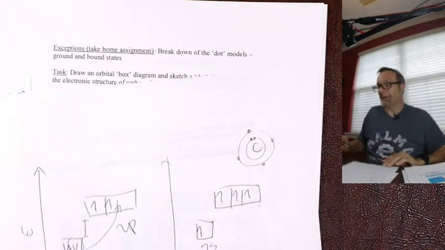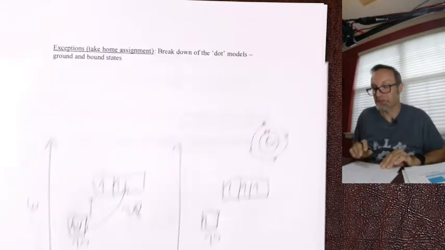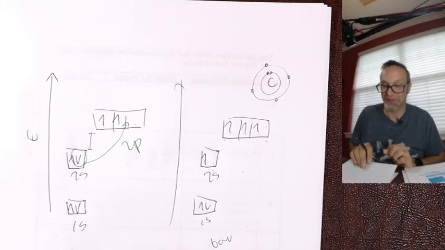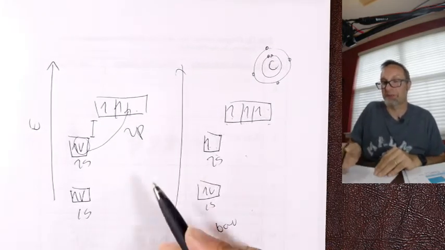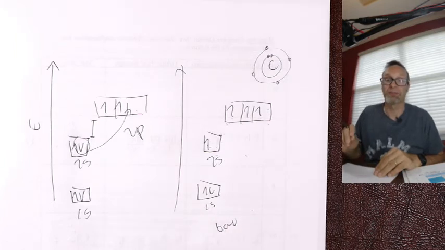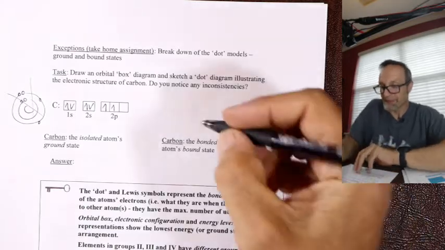Now that happens for columns 2, 3, and 4, right? I've been careful trying not to show you examples from columns 2, 3, and 4 because they have different ground and bound states. It turns out that the ground and the bound state are identical for everything except columns 2, 3, and 4. Okay, so let's do it here.